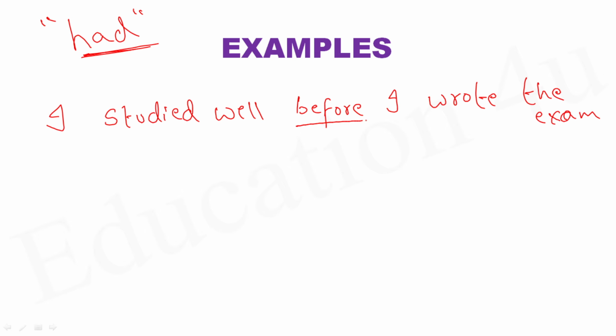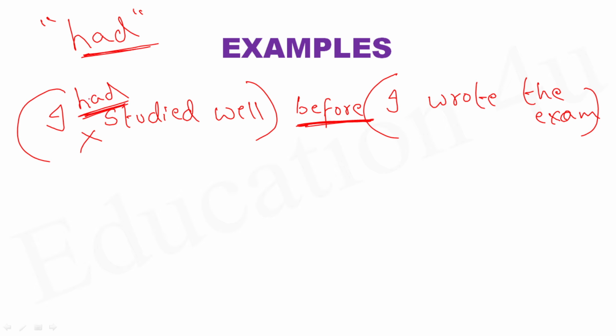Because if you carefully observe here, I have used before, which means this action happened first and this action happened next. The first action should have had. So this is missing in the sentence. This is how tomorrow the questions can come in the examinations. I had studied well before I wrote the exam is something very interesting and something very important. Having said this, now remember in the same expression you can ask questions also.